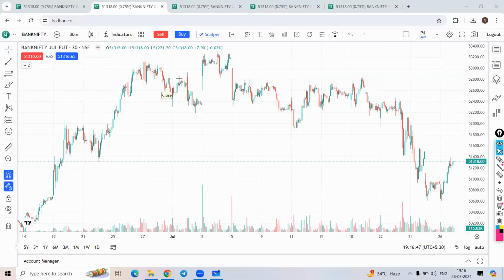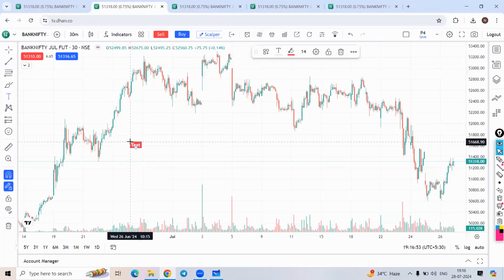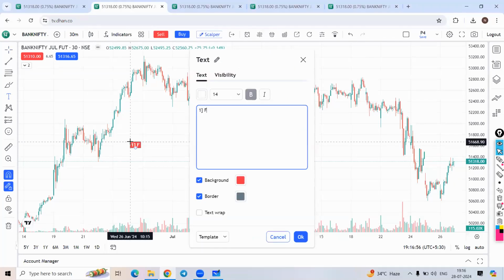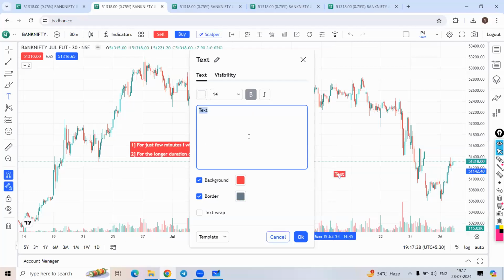Okay. We'll do it in a two format. Let me be very clear with the format. Number one, for just a few minutes, I will use AI. For the longer duration of the session, I will use my method. So this session will go in this format only.